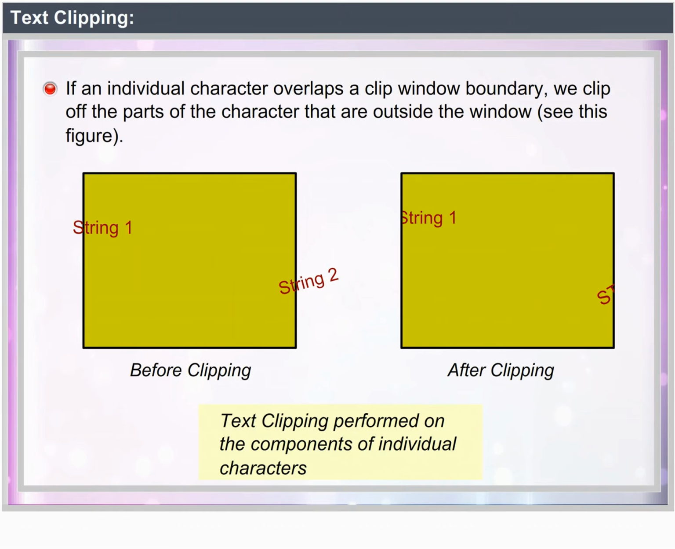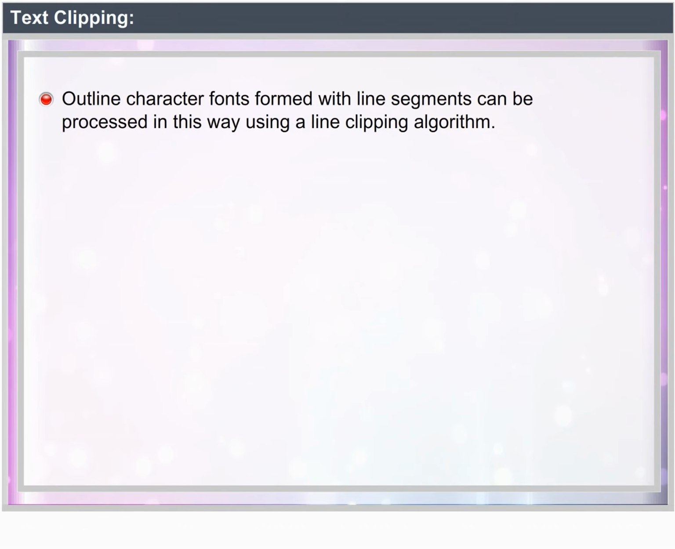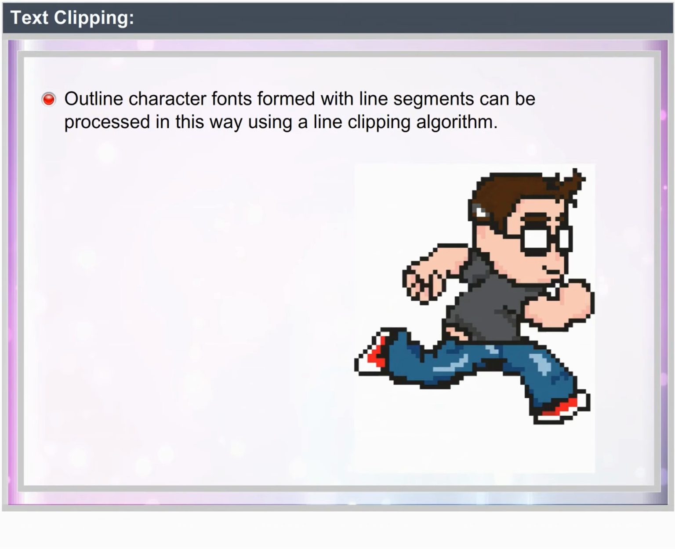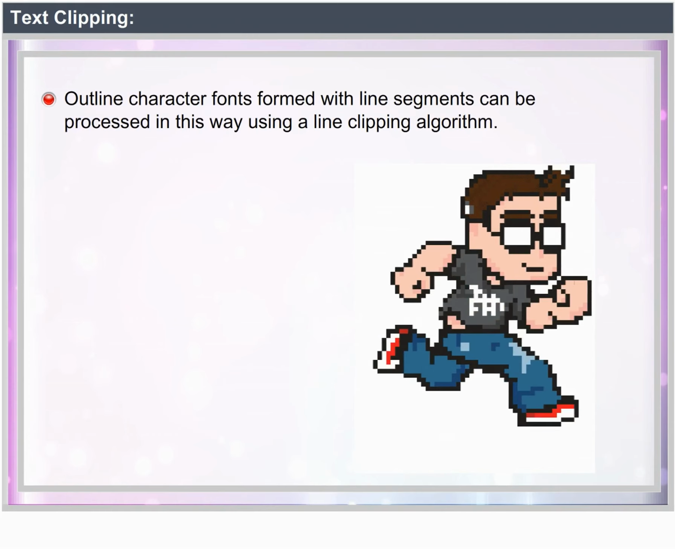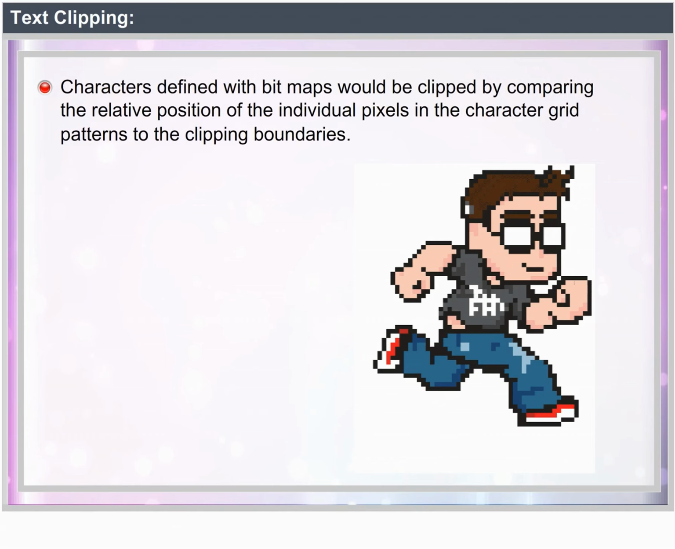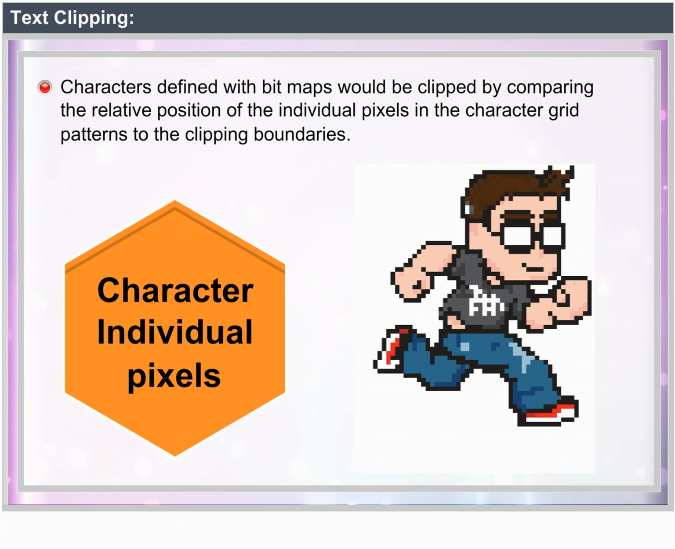Outline character fonts formed with line segments can be processed in this way using a line clipping algorithm. Characters defined with bitmaps would be clipped by comparing the relative position of the individual pixels in the character grid patterns to the clipping boundaries.